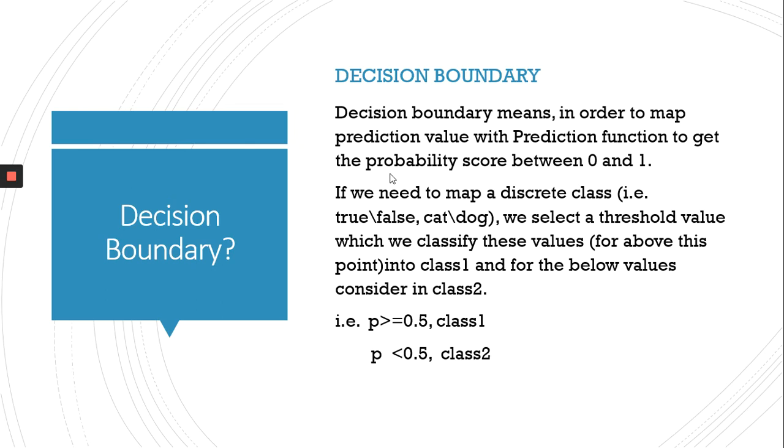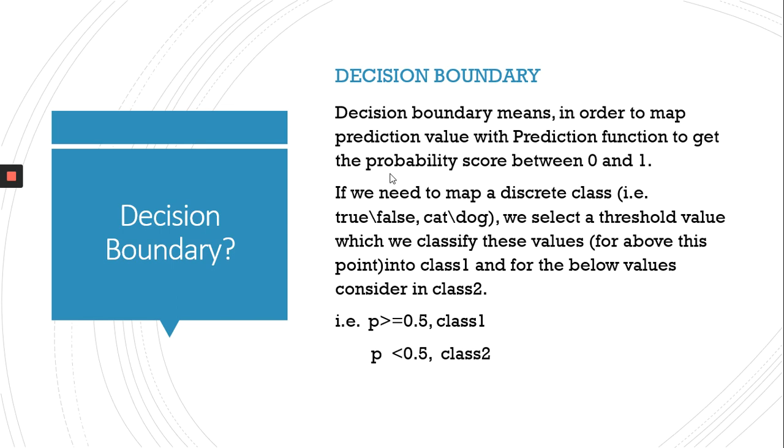Now the second topic is the decision boundary. After the sigmoid function, the decision boundary is used to map the predicted value, through the prediction function, to a probability score between 0 and 1. If we need to map to a discrete class, that is true or false or cat or dog, then we select a threshold value as the decision boundary. We can select a threshold value between 0 and 1, like 0.2, 0.5 or 0.7. Whenever the value is above the threshold value, it comes into class 1, and for the value below we will consider it class 2.